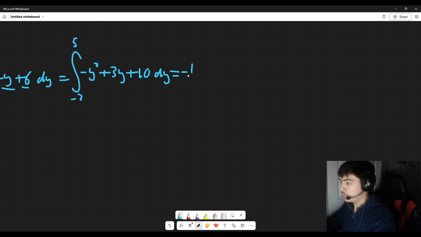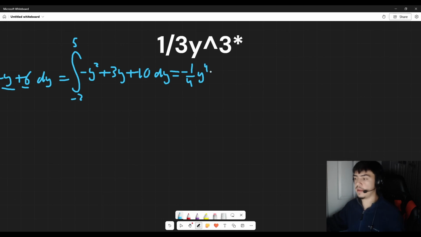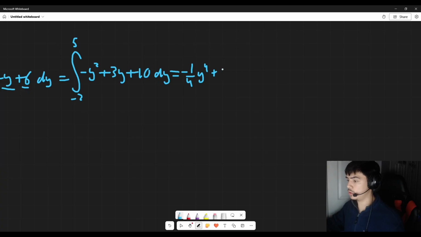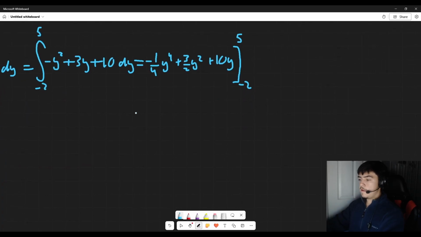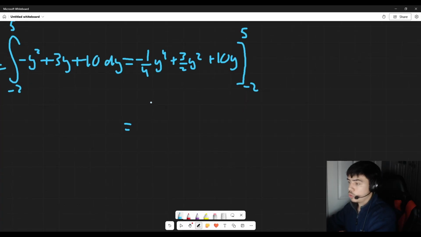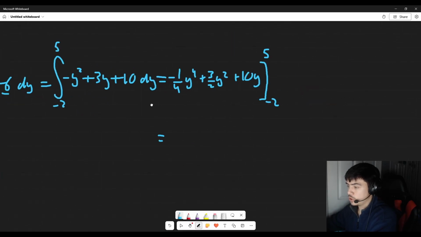Reverse power rule: for the first term, we have 1/4 y to the 4th, right? We added 1 to the power divided by the new power. Then we're going to, remember, add 1 to the power, divide by the new power. And for this 10, we're going to go ahead and just multiply by y. Now we have the bounds from negative 2 to 5. Now, all we need to do is just evaluate our antiderivative at our bounds. So we'll go ahead and plug in the first bound, this should be cubed, and dividing it by 3.